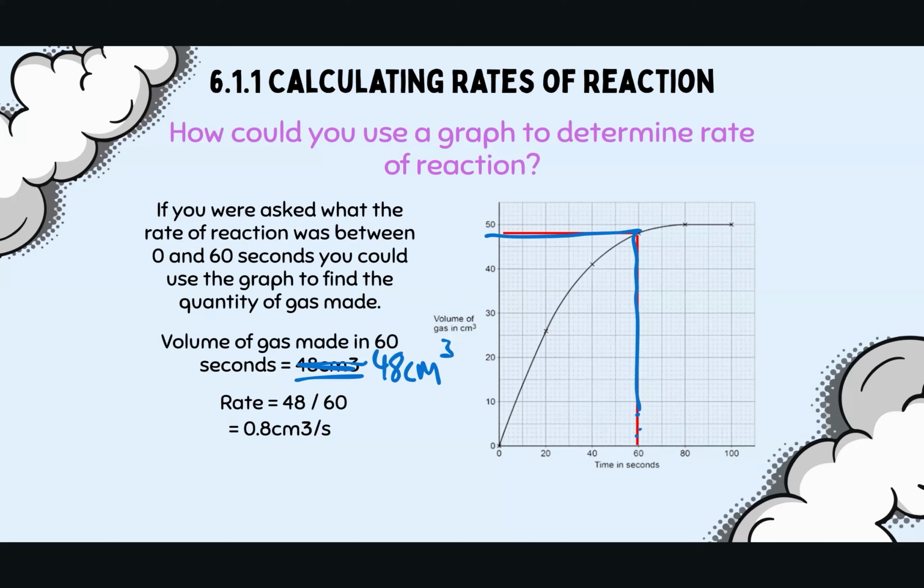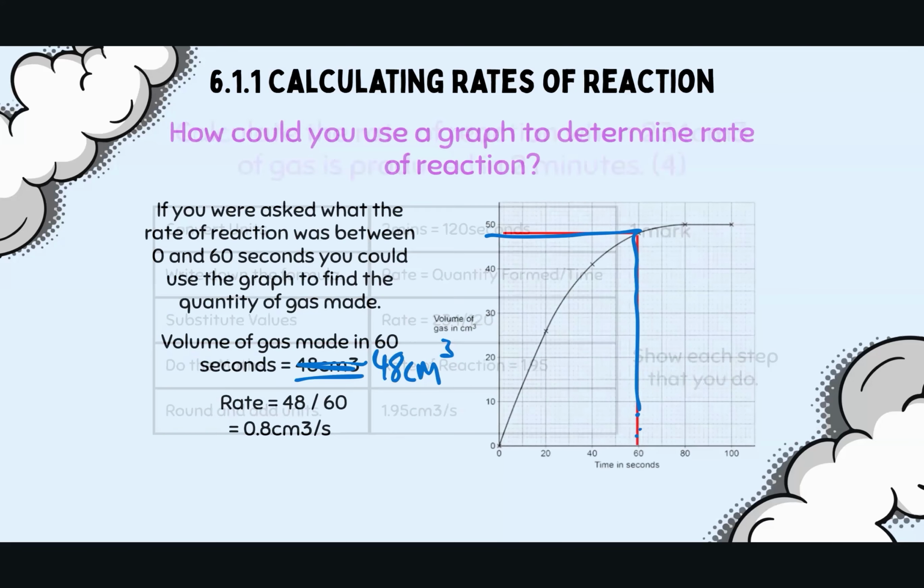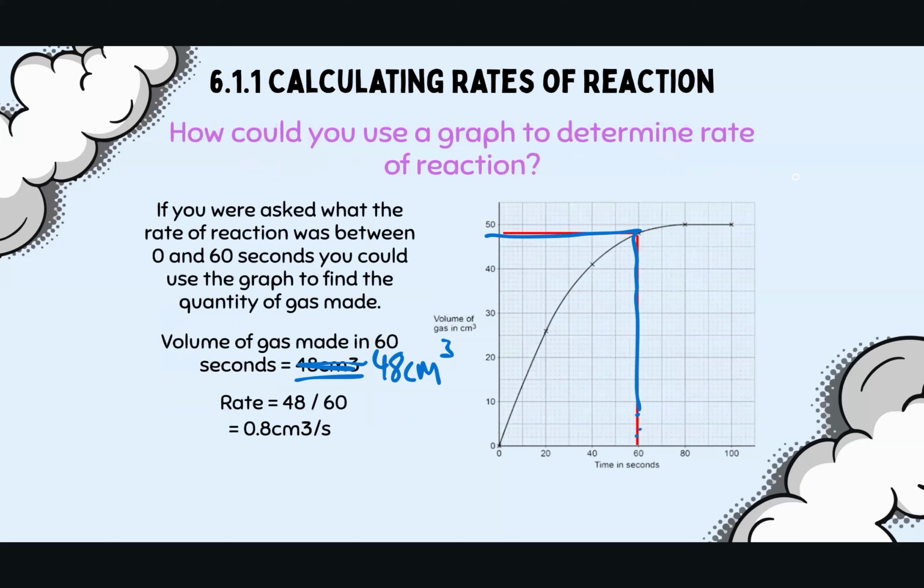Now, how do we work out the rate of reaction? We do quantity formed divided by time. So in this case, the quantity formed is 48 divided by the time, which in this case is 60 seconds. So the answer is 0.8. Here it is, 0.8 centimeters cubed per second.